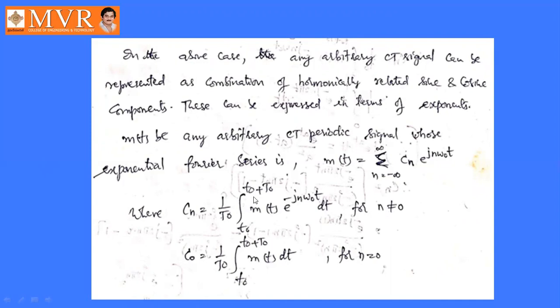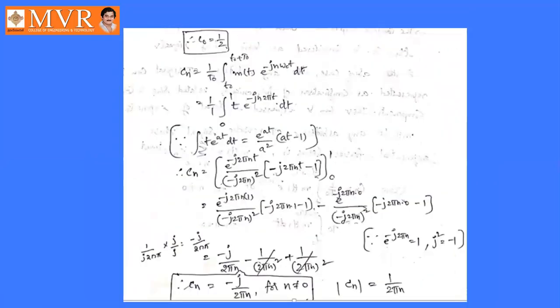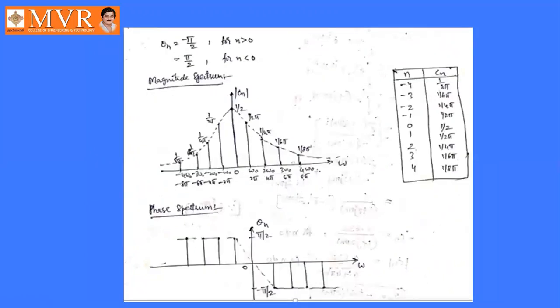If n is 0, it will become c naught, that is 1 by t naught integral t naught to t naught plus t naught m of t dt for n equal to 0 only. So for this exponential Fourier series, we will find out c naught and cn values, right? Then this is also an even type of signal. So for this problem also we will find out c naught and cn, and find out mod cn, that is 1 by 2 pi, and there is no imaginary term here, so that's why there is no phase spectrum.